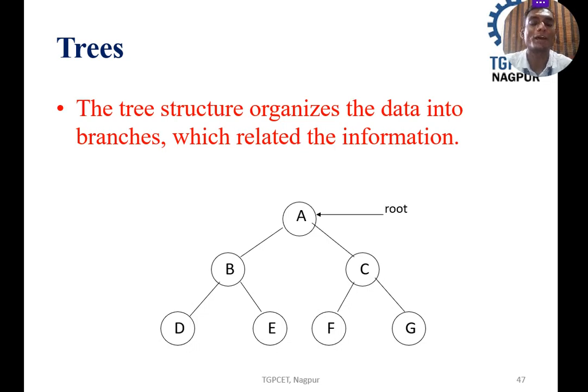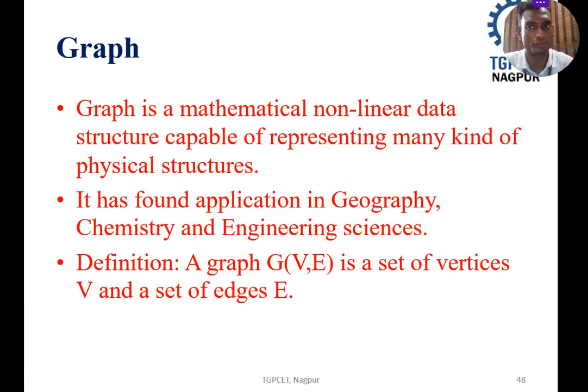We can take a simple graphical representation of the tree. Here you can clearly see A is considered the root because it is at the higher hierarchy position. So a tree organizes the data into branches which relate the information.